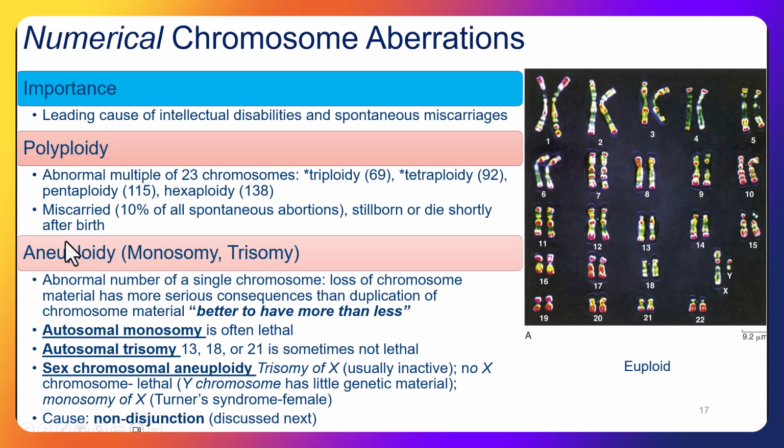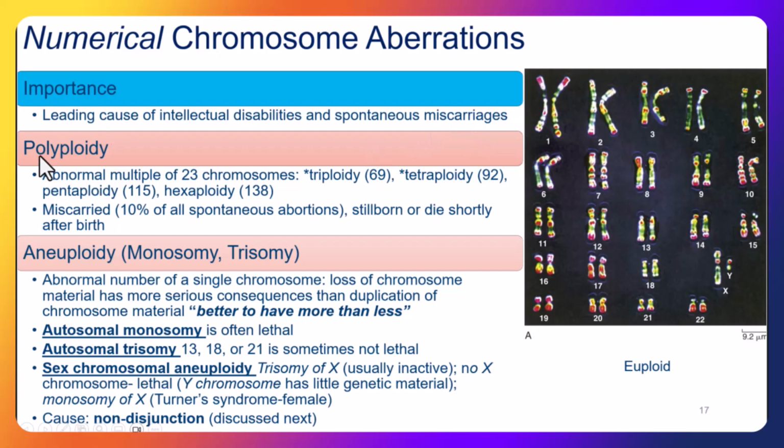So now that we've reviewed what normal chromosome number looks like, we can talk about numerical chromosomal aberrations. And this is a situation where the number of chromosomes is obviously abnormal. These are clinically very important because they are the leading cause of intellectual disability and spontaneous miscarriage.